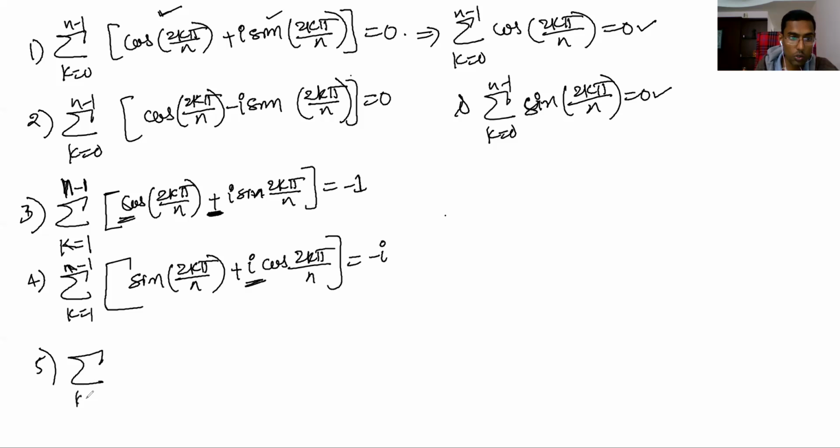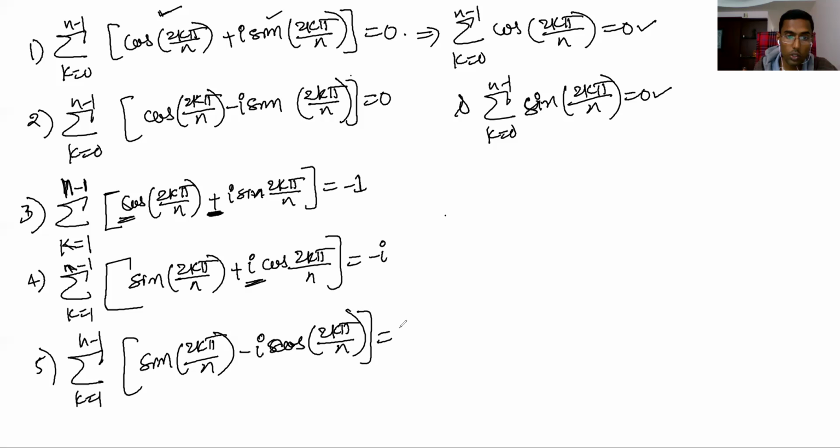Your summation k equal to 1 to n minus 1 of sin 2kπ/n, here this is going to be minus i cos 2kπ/n. So what you are going to get here is plus i, since there is a minus in between. That means plus i is what you get here. These are the things I told.